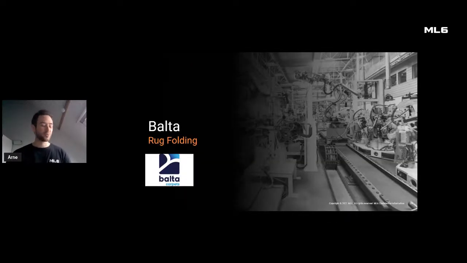But with that being said, we have made our way through our 5 design principles. And at this point, we're going to take a look at one of the use cases that we did. And this one we did for Balta. So Balta, if you don't know, it's one of the leading manufacturers in textile floor coverings. And the project that we did for them was about rug folding.